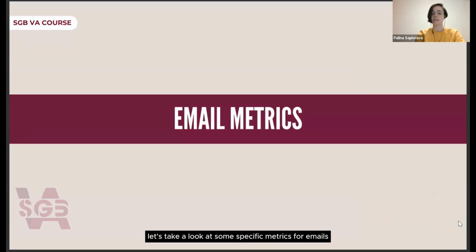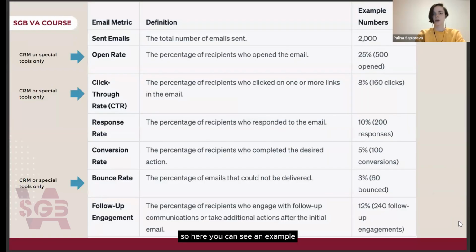Let's take a look at some specific metrics for emails. So here you can see an example. Of course, one of the first metrics possible is the amount of emails sent. So how many emails you have sent in a week, in a month, or in any other period of time. Then you can also use such metrics as open rate or click-through rate. The thing is that it's impossible to count these metrics if you don't have any special tools. So if you send, for example, emails without any additional tools, you won't get this information.